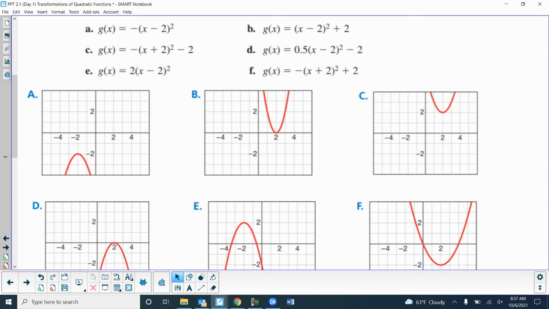And think about our parent function. What's f of x equal for quadratics? Right, x squared. Just think about where that is, and then look at those pictures and see where they're moving from there, what's happening. You guys can work with each other, talk to each other, discuss why you think one goes with what.